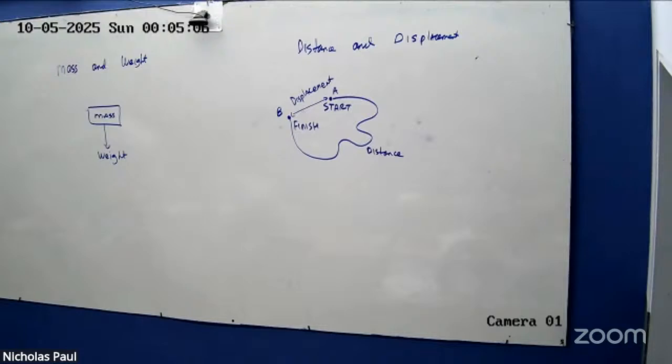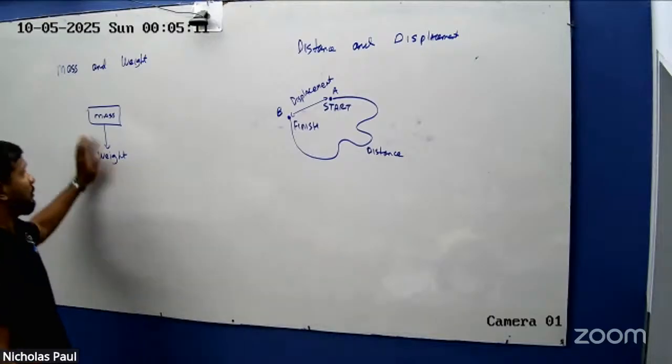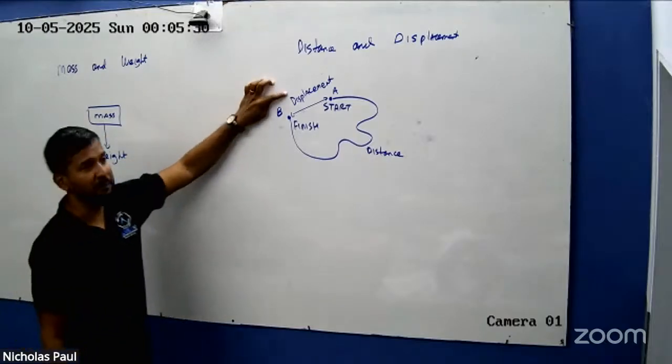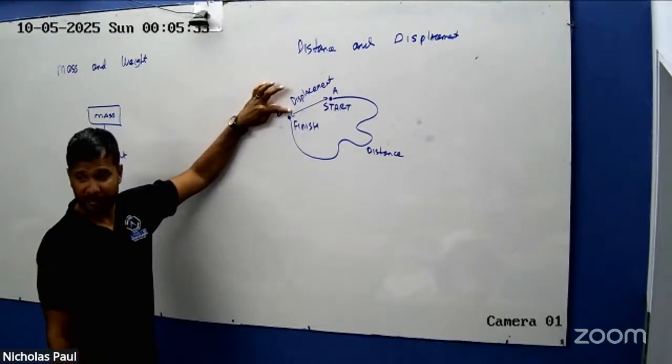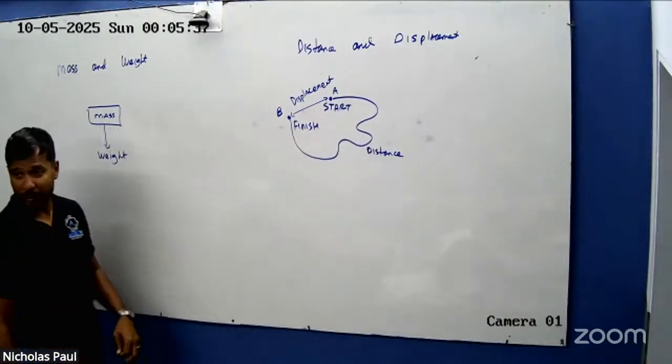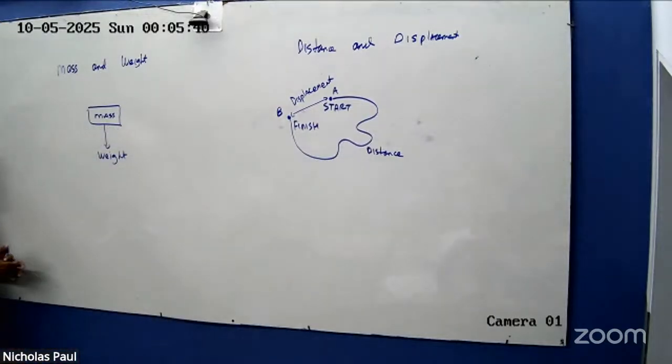So what's the difference? Let's look at mass and weight. Which do you think is a vector and which is a scalar? Mass is scalar, no arrows in it. Weight is a vector because it has an arrow showing you. Displacement has an arrow, it's a vector. Distance is scalar. That's okay?